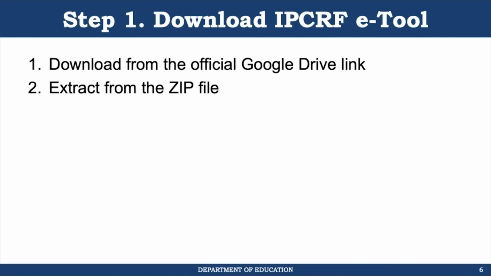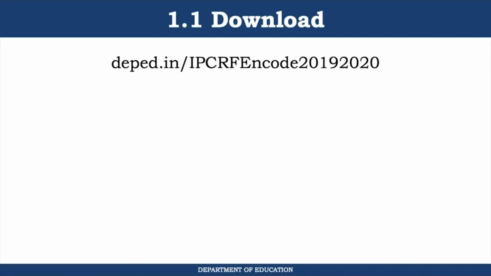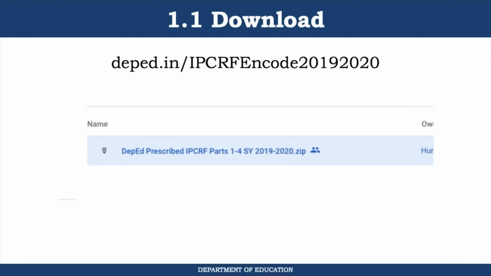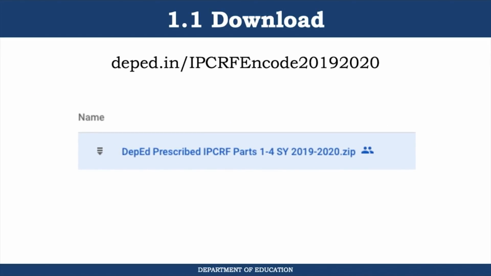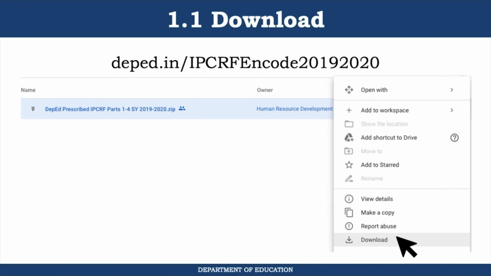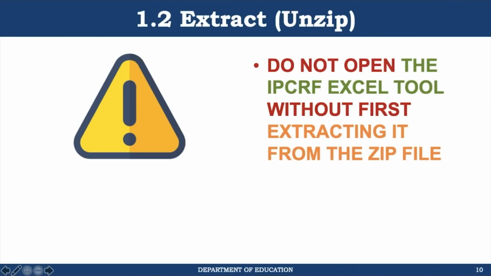So where does one download the tool? You can find the tool by opening this link, which takes you to a Google Drive folder. In there, you will find a zip named DepEd Prescribed IPCRF Parts 1 to 4 SY 2019 to 2020. Simply right-click on the file and click Download. When you have downloaded the zip file, you must then extract the Excel file from inside it.